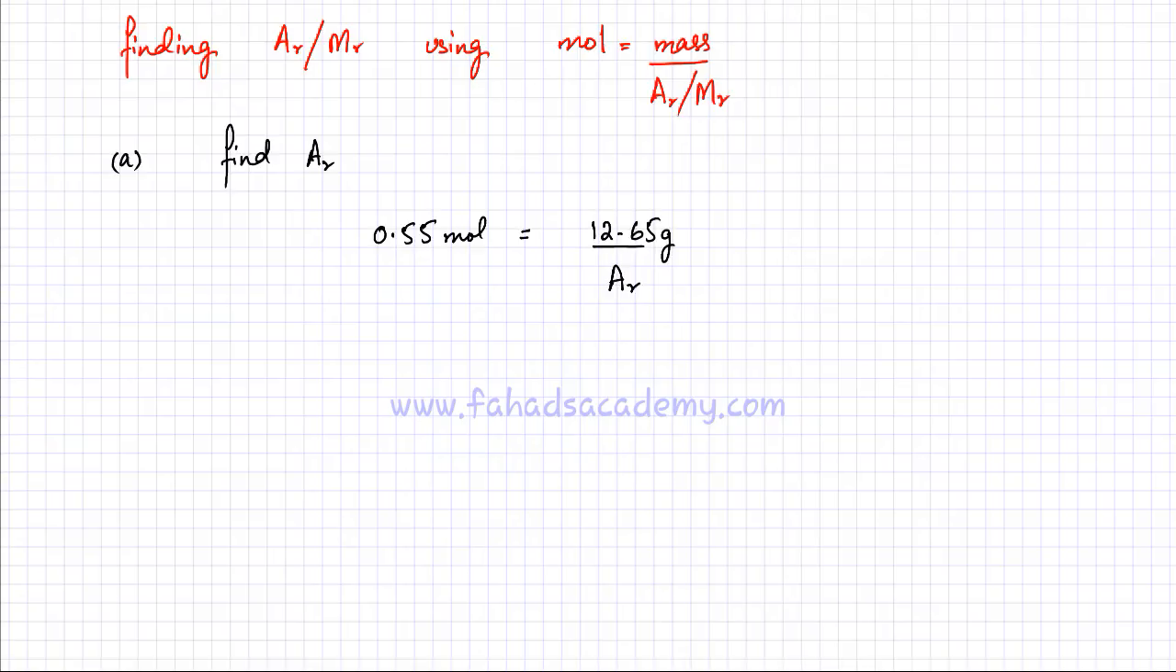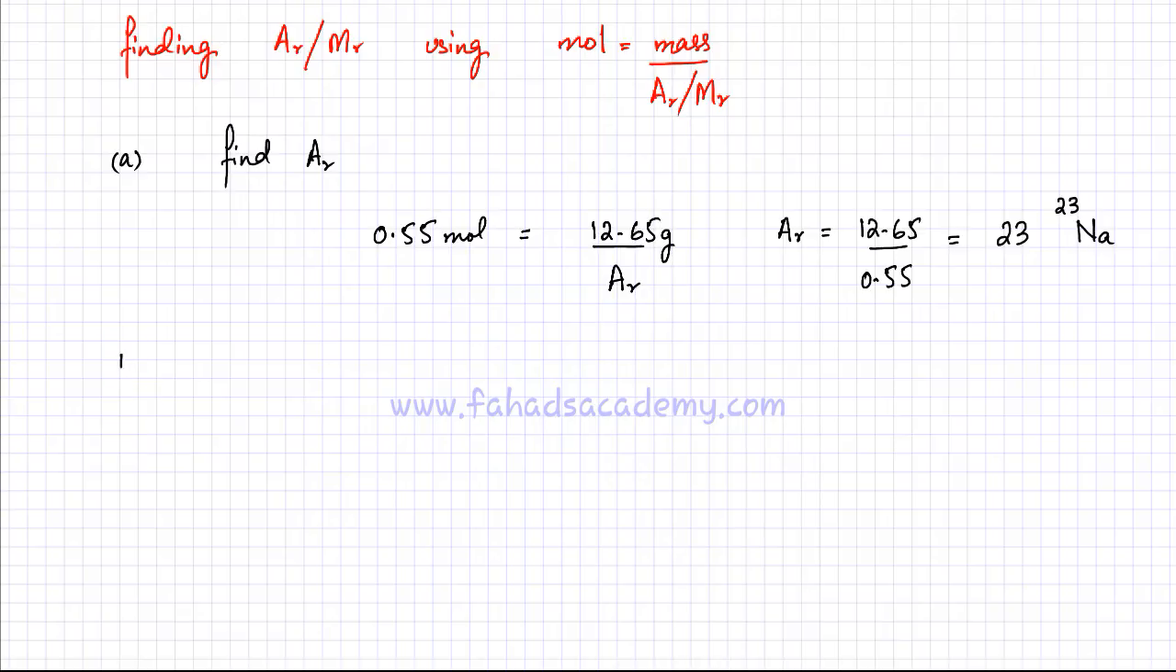So you can use the formula and figure out the AR. If you do the calculation, your AR would be equal to 12.65 divided by 0.55, and doing this on your calculator, that would give you an answer which would be equal to 23. So now you know the AR of this particular substance, so you go and check in the periodic table, and this comes out to be sodium. So sodium has a relative atomic mass of 23. So this substance comes out to be sodium.